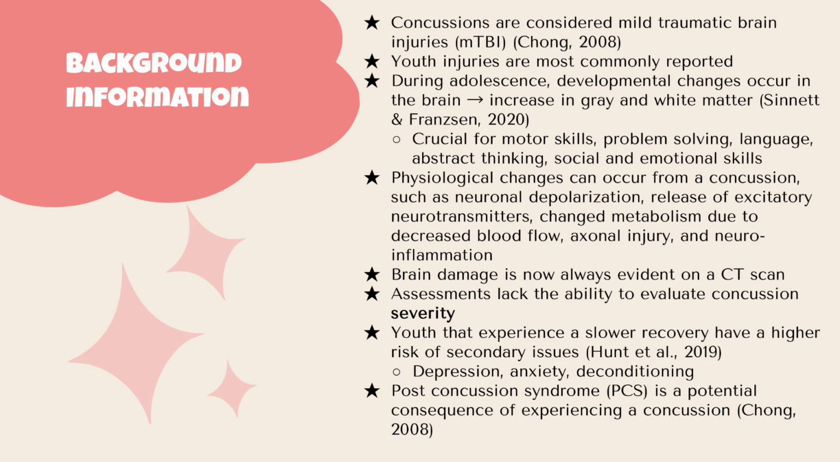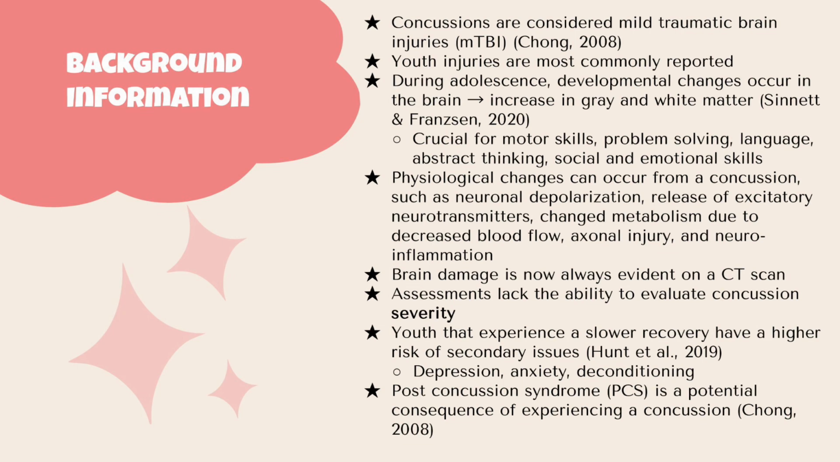Physiological changes can occur after experiencing a concussion. Some examples of these changes are neuronal depolarization, release of excitatory neurotransmitters, and changed metabolism. These are all due to decreased blood flow, axonal injury, and/or neuroinflammation. When assessing concussions, brain damage is not always evidently shown on a CT scan. Also, assessments generally lack the ability to determine the severity of an individual's concussion.